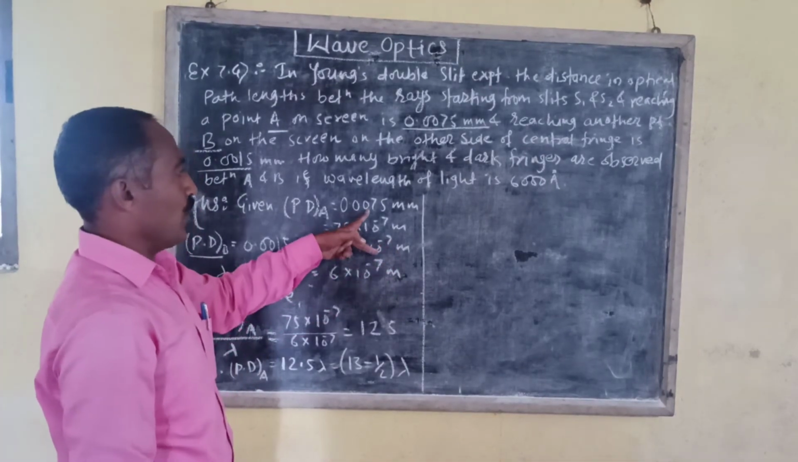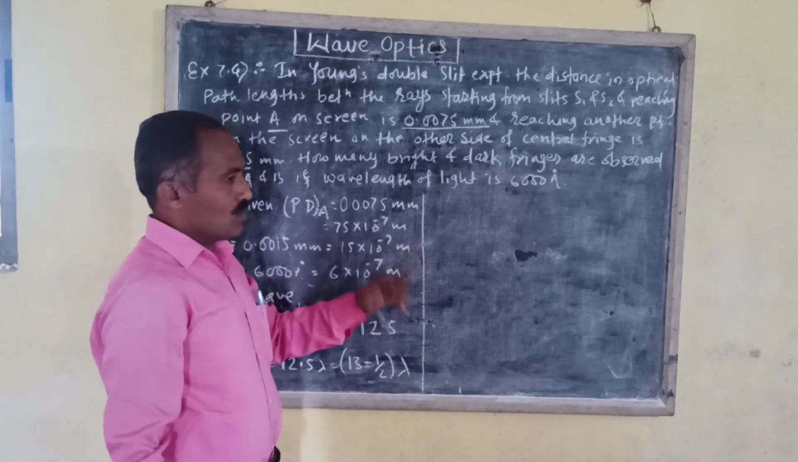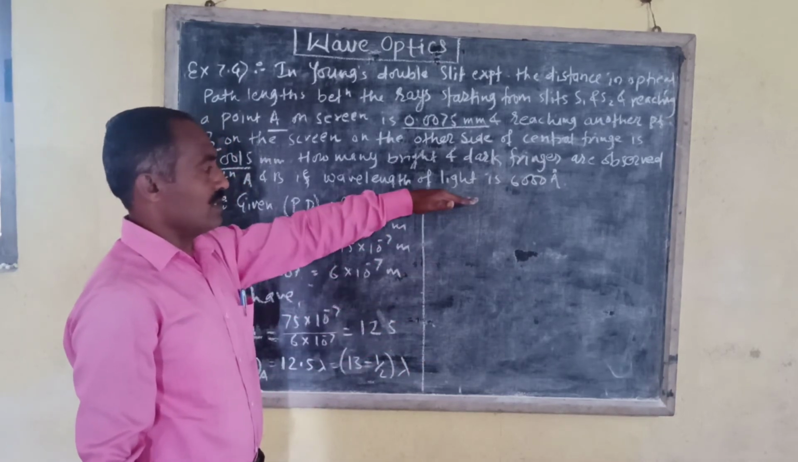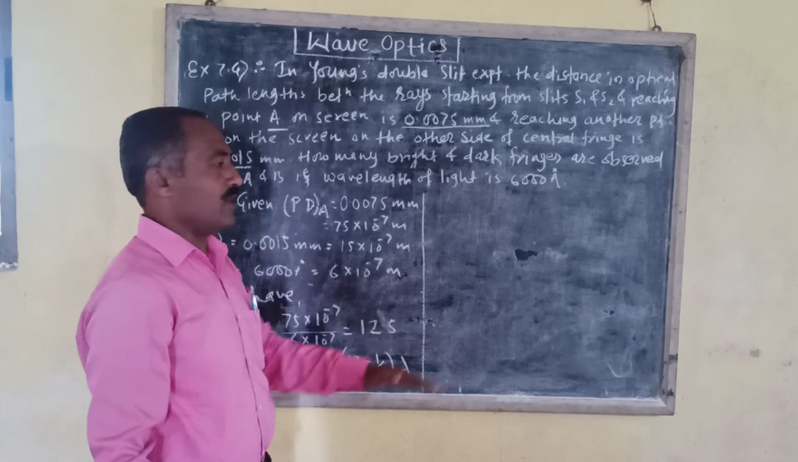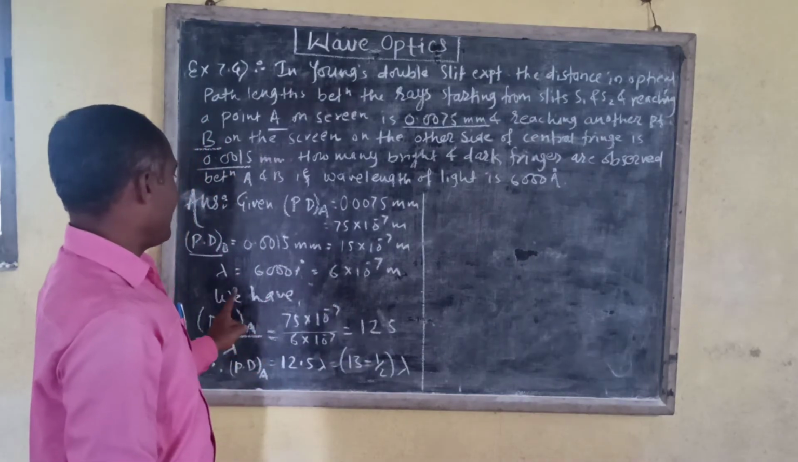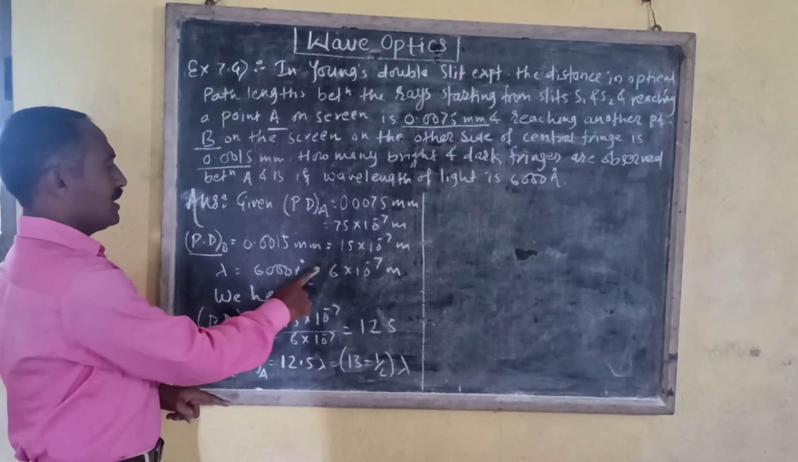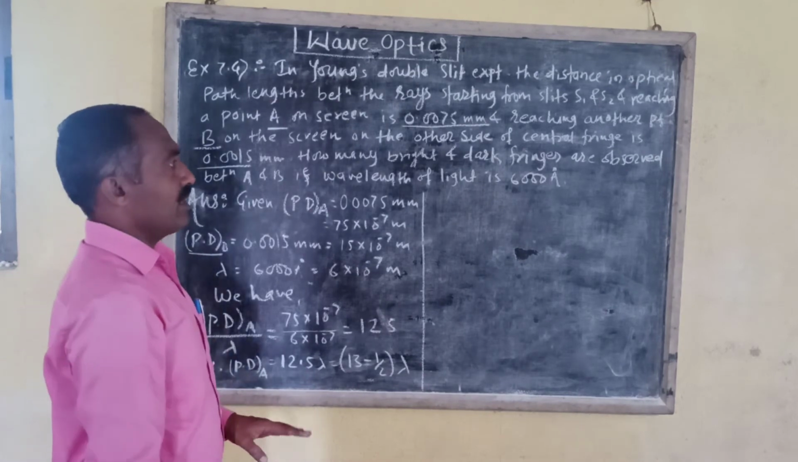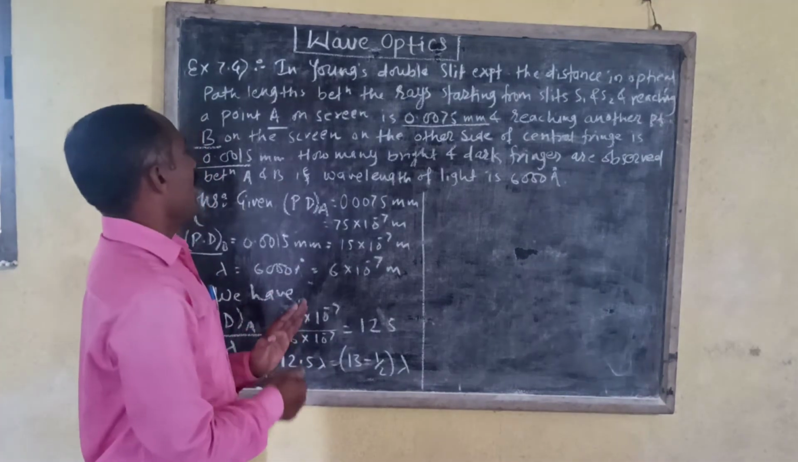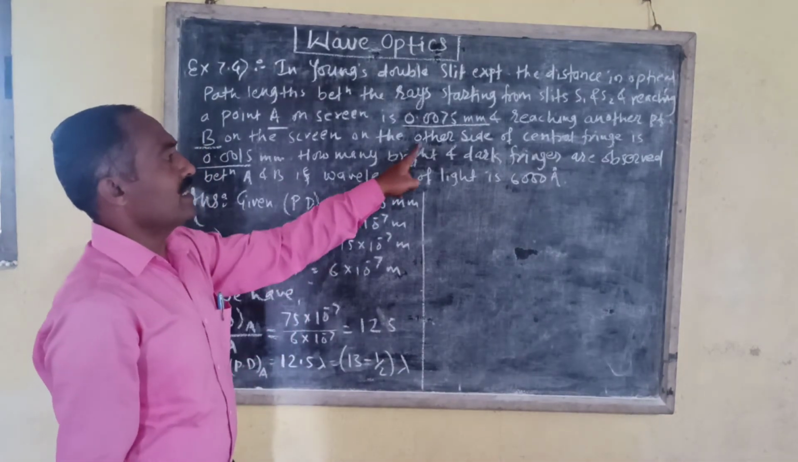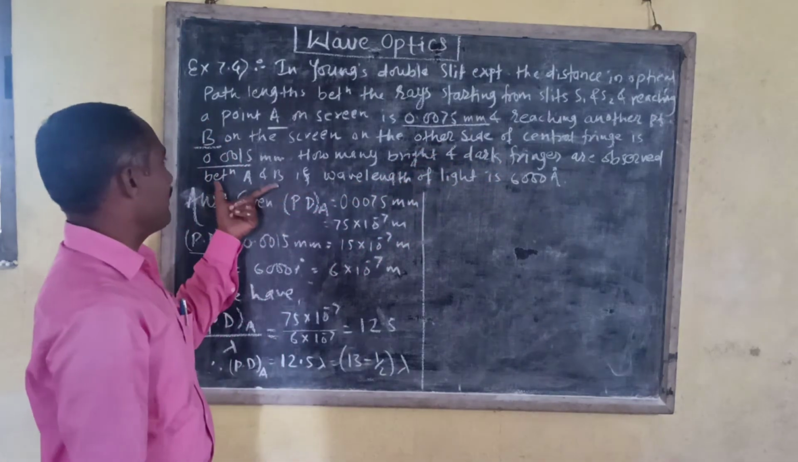Means these 2 points are on the two sides. One is on one side and the other is on the other side of the central bright fringe. And the wavelength is given as 6 into 10 to the power minus 7 meter, and we have to find how many bright and dark fringes are observed between A and B.